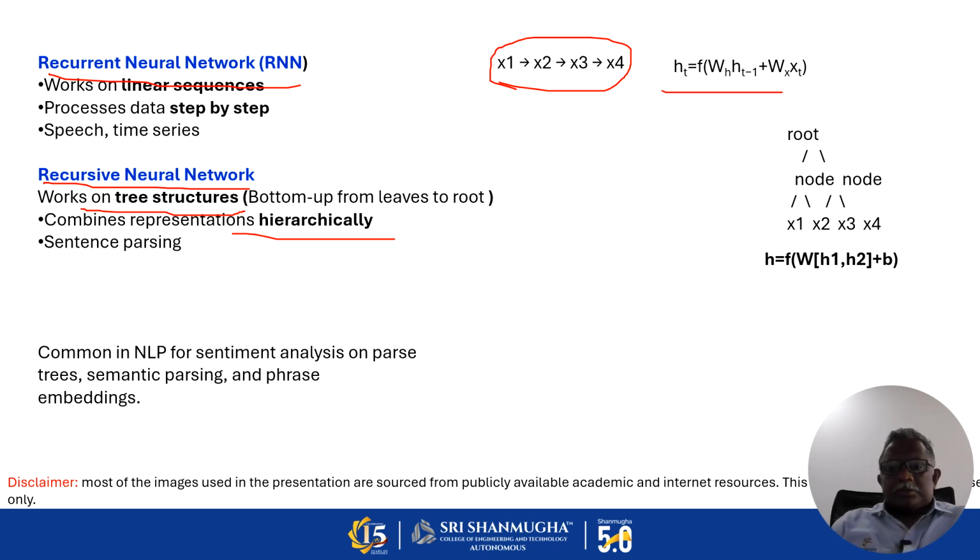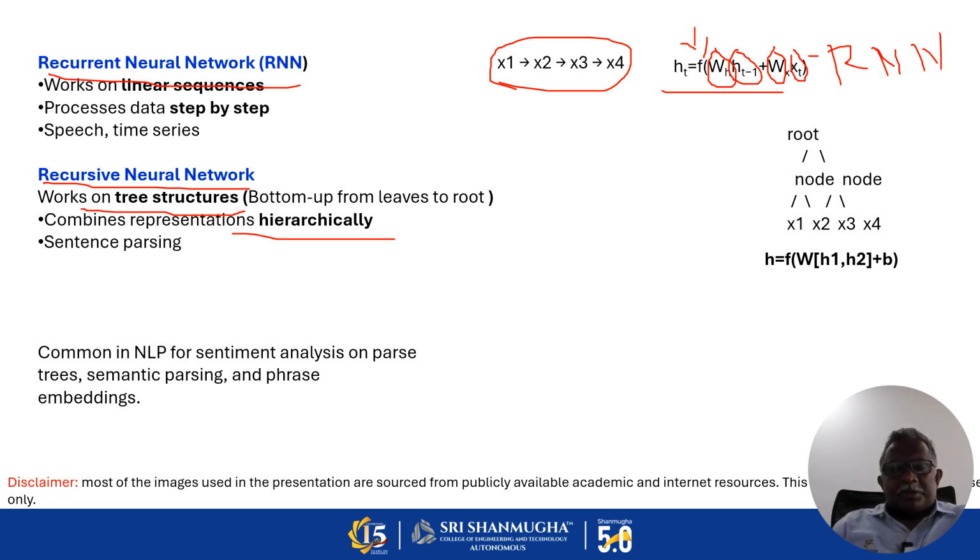Here is the mathematical representation for an RNN. This is the weight of the previous hidden state, this is the hidden state, this is the weight, and this is your input. When you have this summation and the activation function is applied, you get an h_t value at a particular hidden state at a particular time step t. So this is the way we represent it in an RNN.